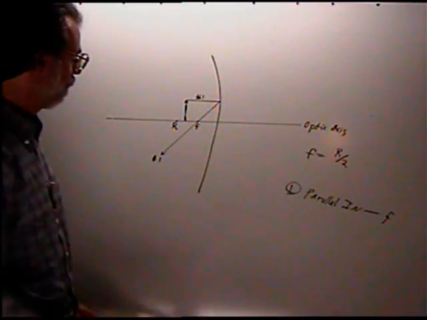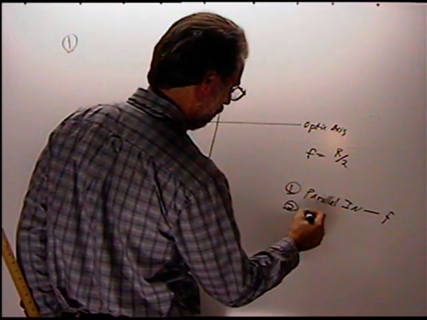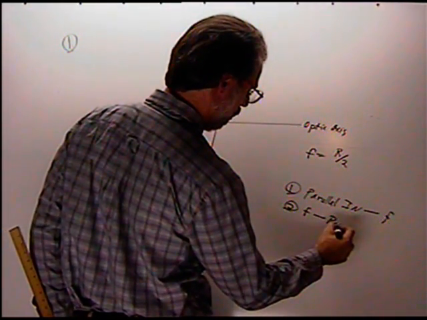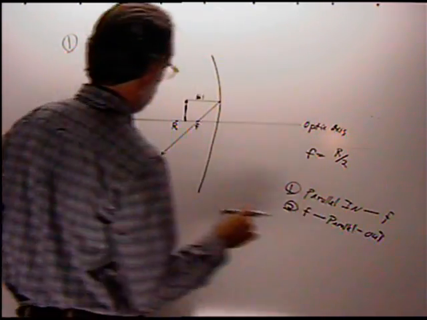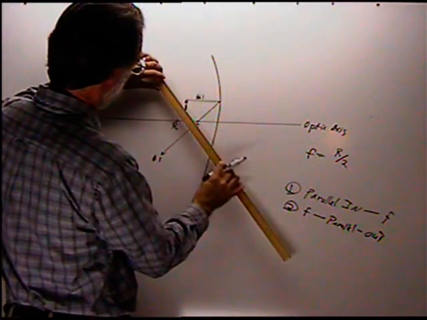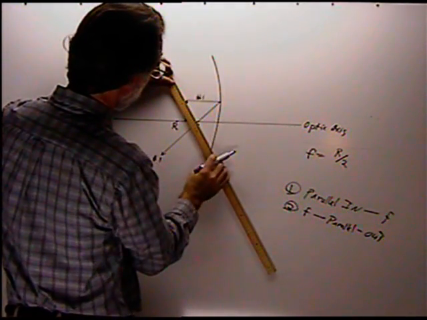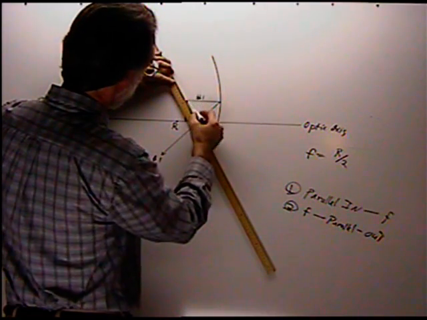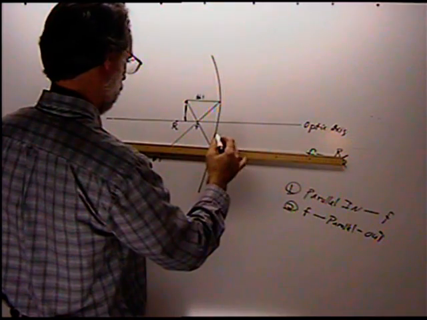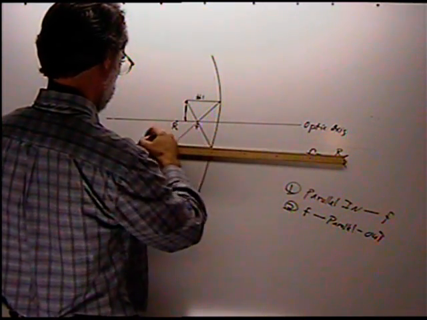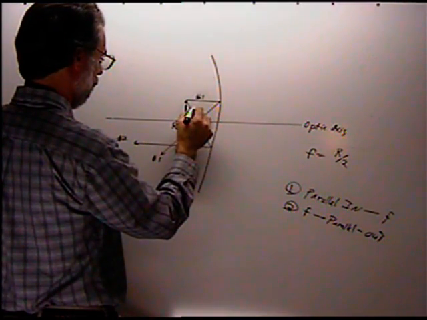Now number 2 is through the focal point and parallel out. We start at the top, go through the focal point, and then parallel out. That looks about parallel. That's number 2.